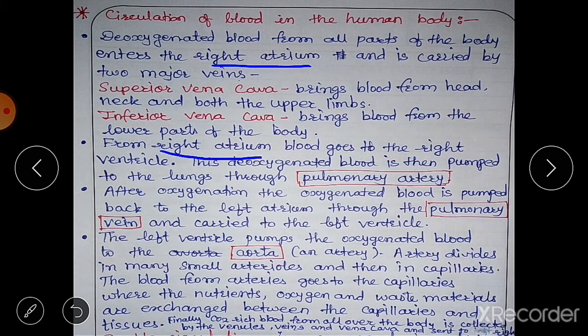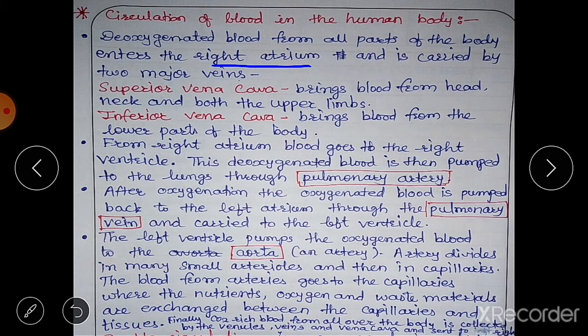From the right atrium blood goes into the right ventricle, and this deoxygenated blood is then pumped to the lungs through the pulmonary artery, which is the exception I have already told you. After oxygenation in the lungs, the oxygenated blood is pumped back to the left atrium through the pulmonary vein. This is also an exception, as it is a vein it should contain deoxygenated blood, but this is a special case in which a vein contains oxygenated blood.